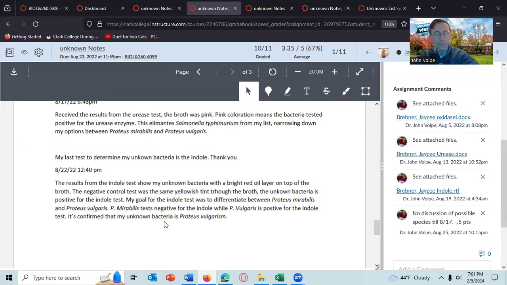All right, this student did put the results here, and she's got, it's confirmed my unknown bacteria is Proteus vulgaris. Got it misspelled, but Proteus vulgaris, there it is right there. Okay.